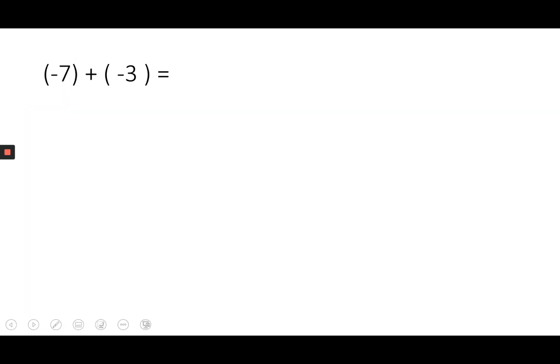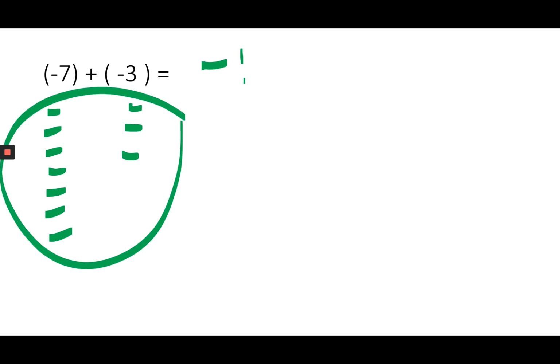Okay, you have 7 negatives. 3 more negatives. And then overall, you have 10 negatives. Of course, the answer is negative 10. You add them. When they are both the same signs, you add them.